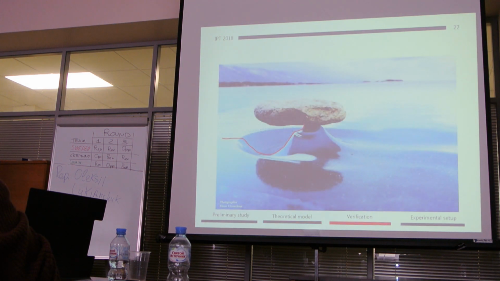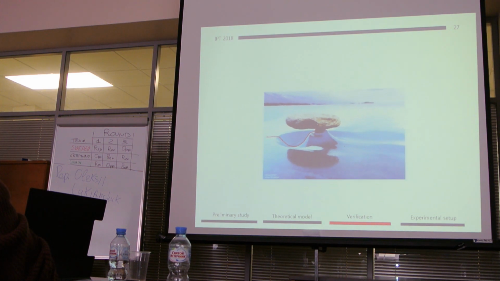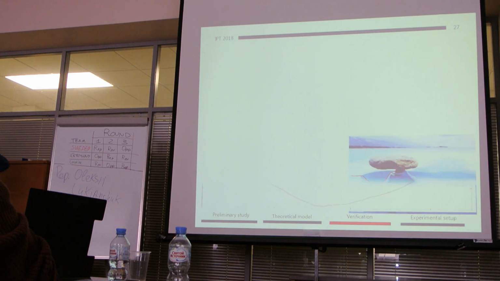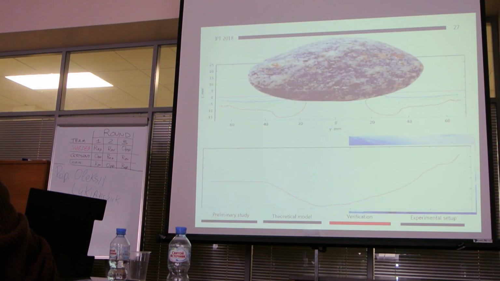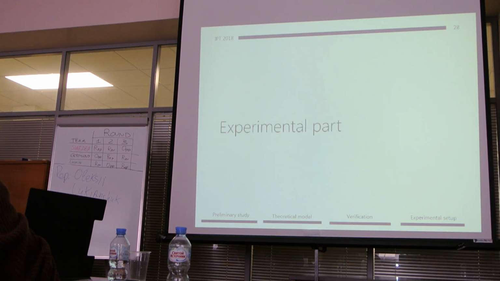So to verify our theory, we took the original photo one more time, and here you can see at the top part of the slide the results of our simulation, and at the bottom part the result of just getting the data about the shape using the original photo. So let's proceed to the experimental study.